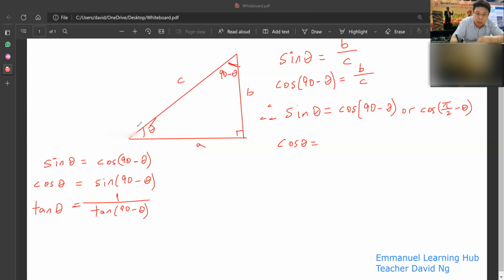If I examine the triangle, right? Cosine theta is adjacent over hypotenuse, right? A over C is actually your sine of 90 minus theta, right? Refer to this angle. So 90 minus theta, I sine this angle is A over C. And A over C is your cosine theta. Understand the logic? Yeah. So therefore, cosine theta is equal to sine of 90 minus theta. This is called the complementary angle relationship.